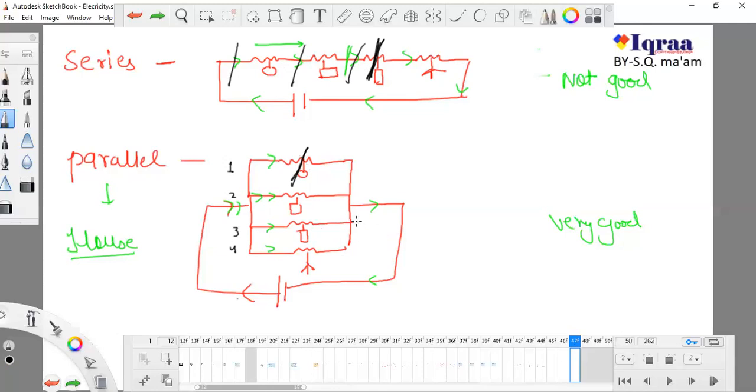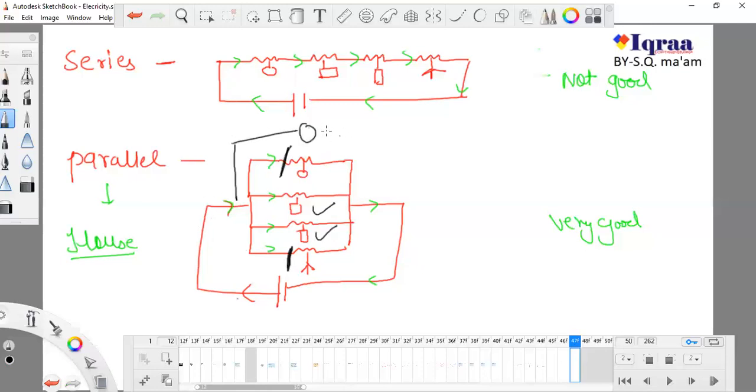Next thing. If there is a problem in this pathway, then the bulb will glow, the TV and the refrigerator will work, and the fan will work. If there is a problem in this one, all three will work. If there is a problem in this one, then the two will work. That's why parallel is a very good type of arrangement, and we have to use it. And if we are using parallel, then a voltmeter should be placed in parallel, whatever type of pathway you are using.